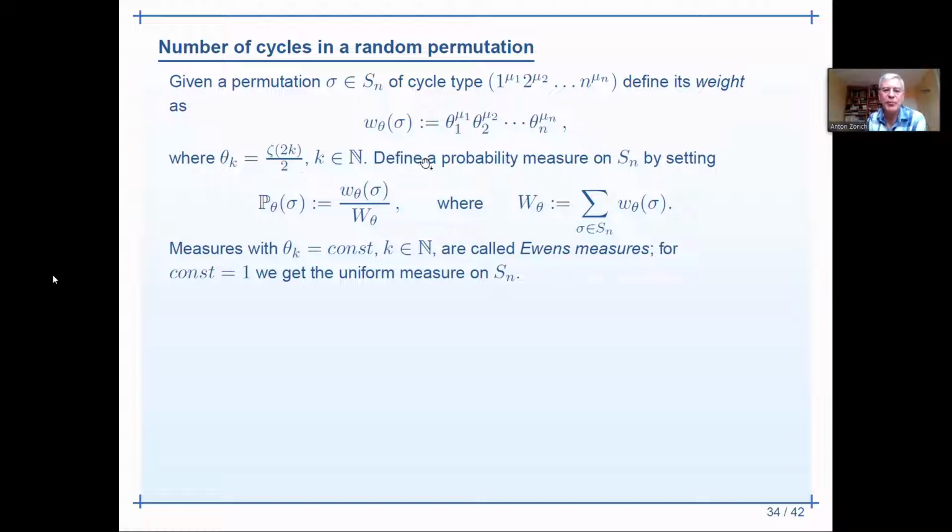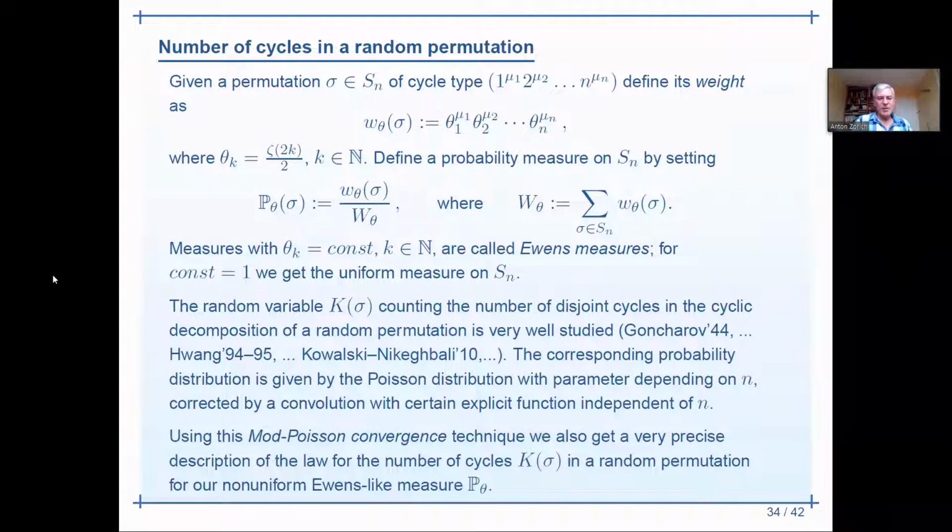And when I have a permutation with this cyclic decomposition, I associate to it a weight, which is defined using the length of cycles, the number of cycles of length 1, 2, and so on. And then to renormalize, I take the sum of all the weights, and in this way, I associate probability to every permutation. So basically, it's almost Ewens measure with parameter 1/2, except that I have here zeta of 2k in the numerator. When k is large, zeta of 2k is basically 1. This somehow privileges permutations with long cycles and gives some disadvantage to permutations with short cycles.